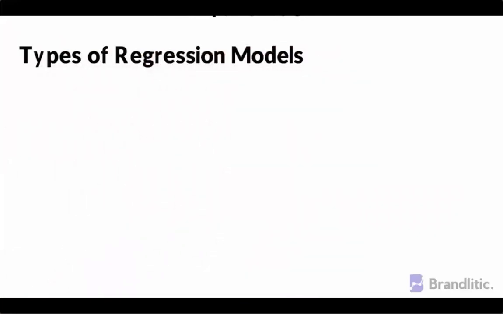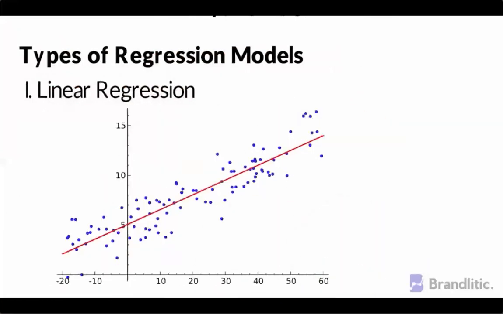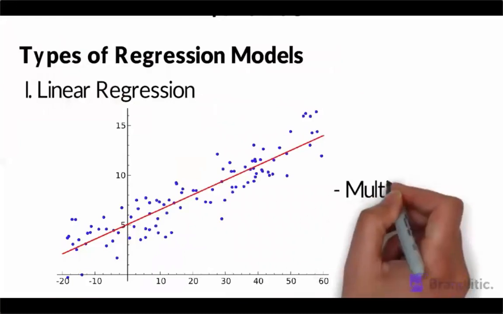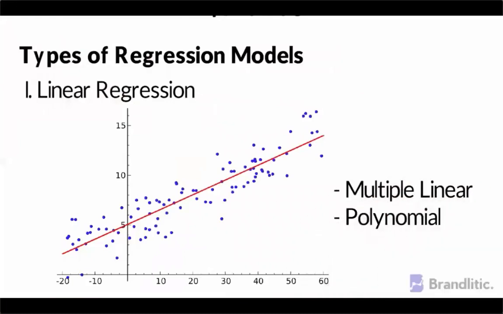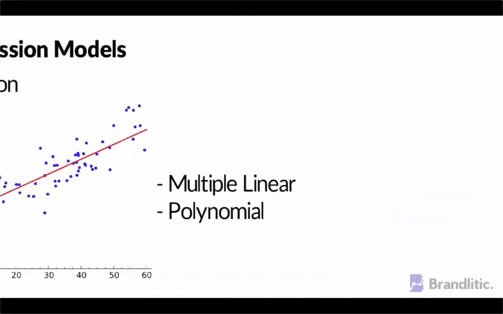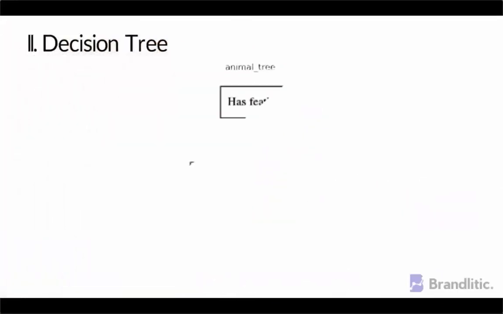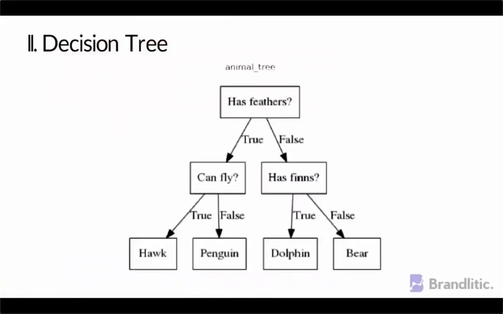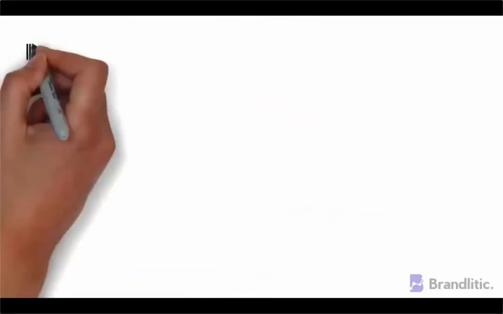Some of the most common types of regression models include number 1, linear regression, which is simply finding a line that fits the data. Its extensions include multiple regression, that is finding a plane of best fit, and polynomial regression, that is finding a curve for best fit. Next, decision tree. It looks something like this, where each square above is called a node, and the more nodes you have, the more accurate your decision tree will be in general.